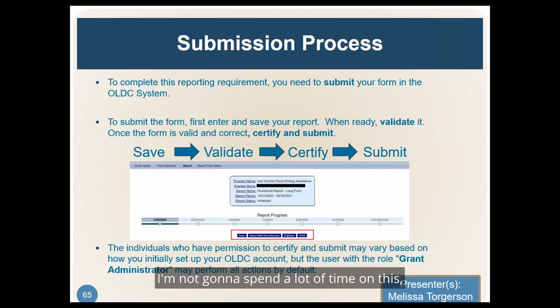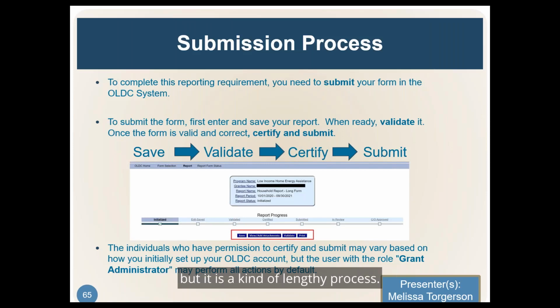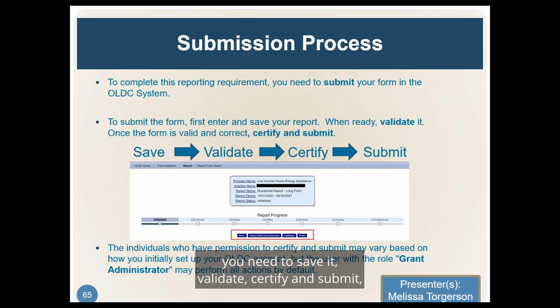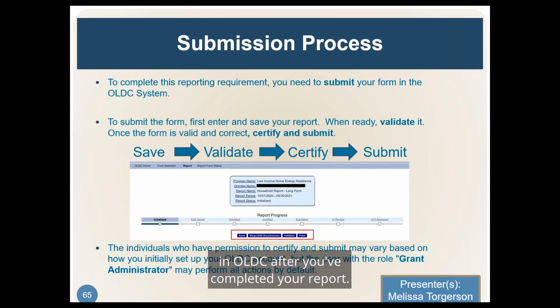I'm not going to spend a lot of time on this, but these slides are here if you want to hand them to your IT folks or whoever enters your data into OLDC. It is a lengthy process. You need to submit the form, save it, validate, certify, and submit. The certification sometimes has to come from someone who may be very high up in your state or your organization. So this can take time, and it's really important to allow yourself time to get it submitted in OLDC after you've completed your report.